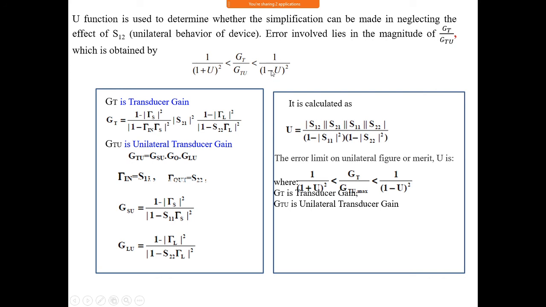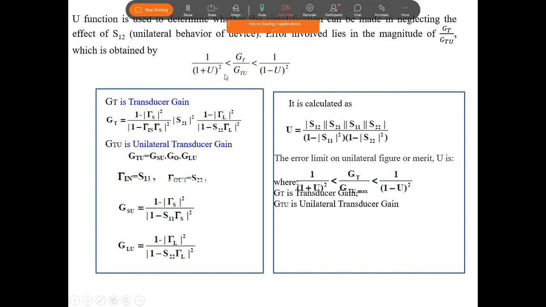Next, you calculate this ratio, 1 minus u square, similarly 1 plus u square. It is in ratio, you should convert that into dB. If they ask in dB, you should do that. Usually you should put it in dB. So that is the unilateral figure of merit.